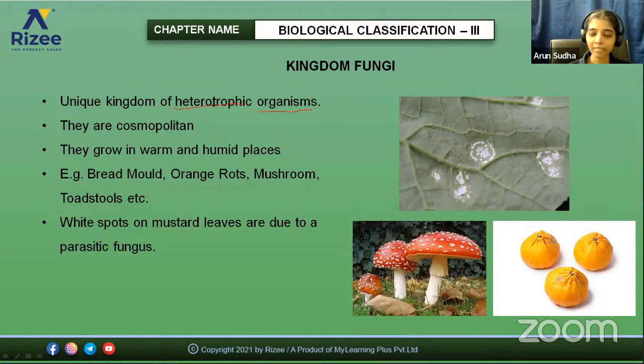Even in Protista, we saw that some of them are phototrophs. That is, some plant-like protists we saw are similar to plants. They can photosynthesize. They are autotrophic. But when you come to fungi, all the organisms are heterotrophic. They cannot produce their own food, and they are dependent on other organisms for their food. So they are heterotrophic and they are cosmopolitan. That is, they occur everywhere, and they grow in warm and humid places. So wherever humidity is there, they can grow.